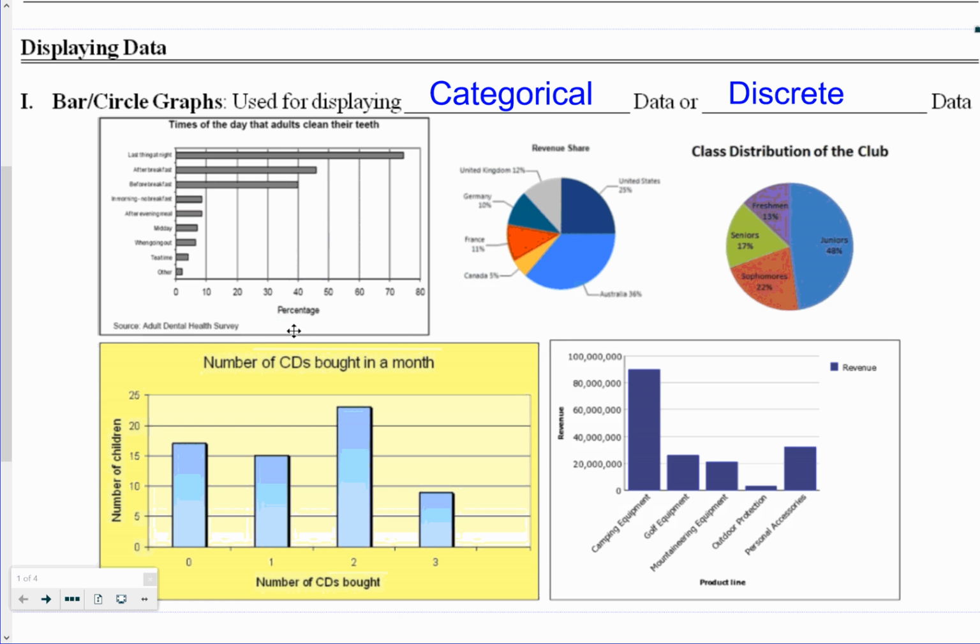And this part here would be continuous, or decimals. So when you think of continuous data, those are any numbers that you could have in between 0 and 1, 5 and 6, anything like that.